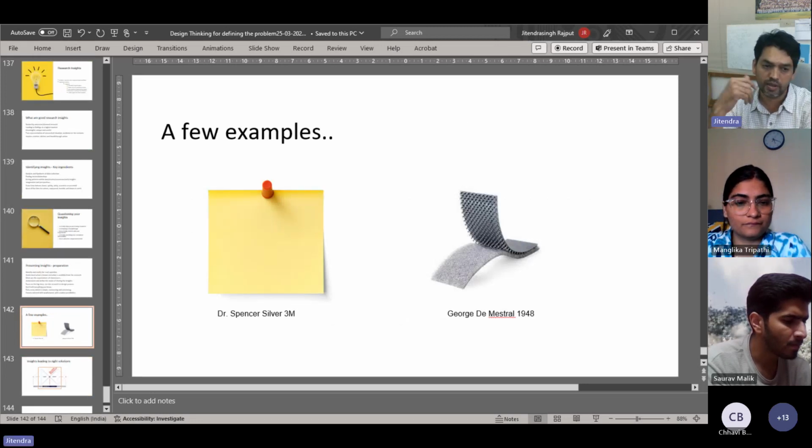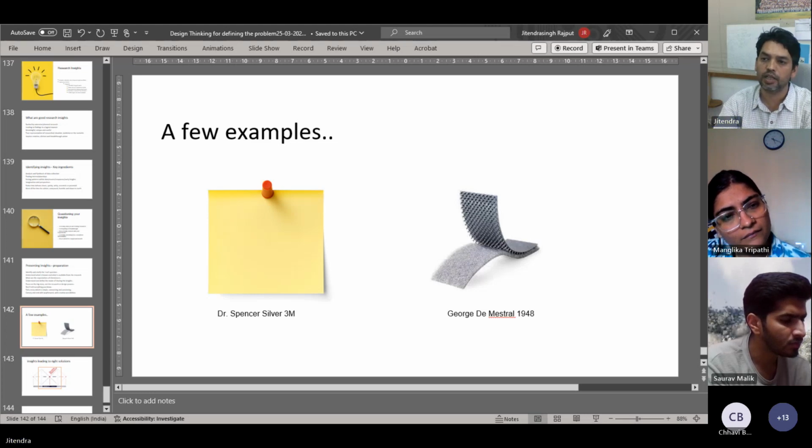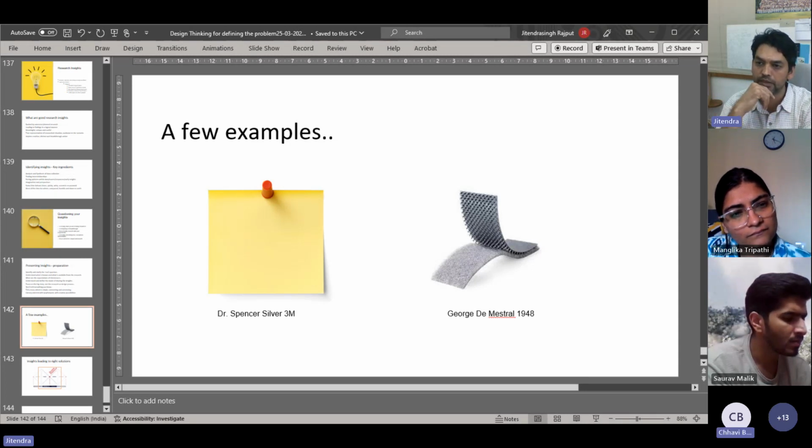Few examples: Post-it was an insight when Dr. Spencer was trying to create a glue which was harder and stronger. He was not able to make that, but he discovered something which was easier, which was not actually sticking on any surface. And with this glue idea, they came up with the idea of Post-its.